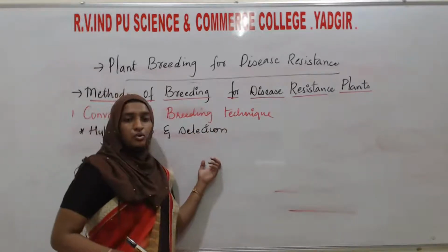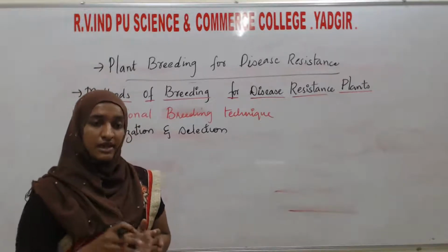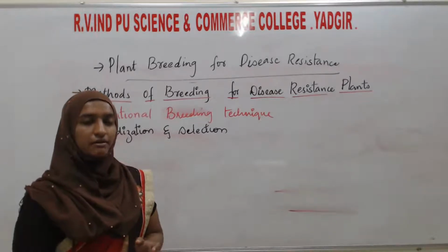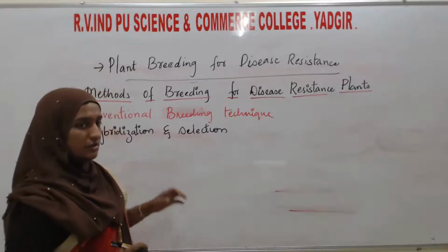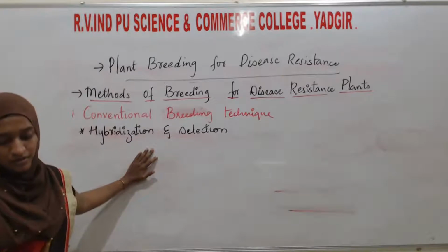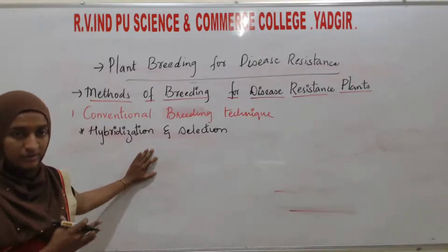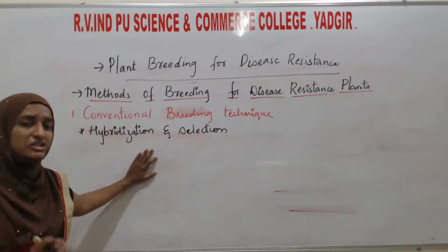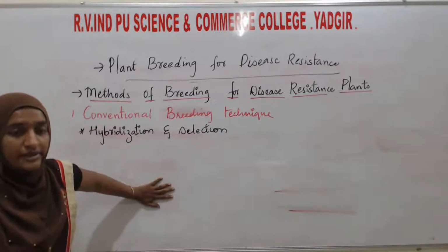Crossing two different plants of different species or different varieties, whatever hybrid or progeny they get, that hybrid or progeny they are going to select, for further crop yield. That is the first and foremost important thing in the conventional breeding method. The steps involved in this method are essentially similar to the breeding for other agronomic crop yields.